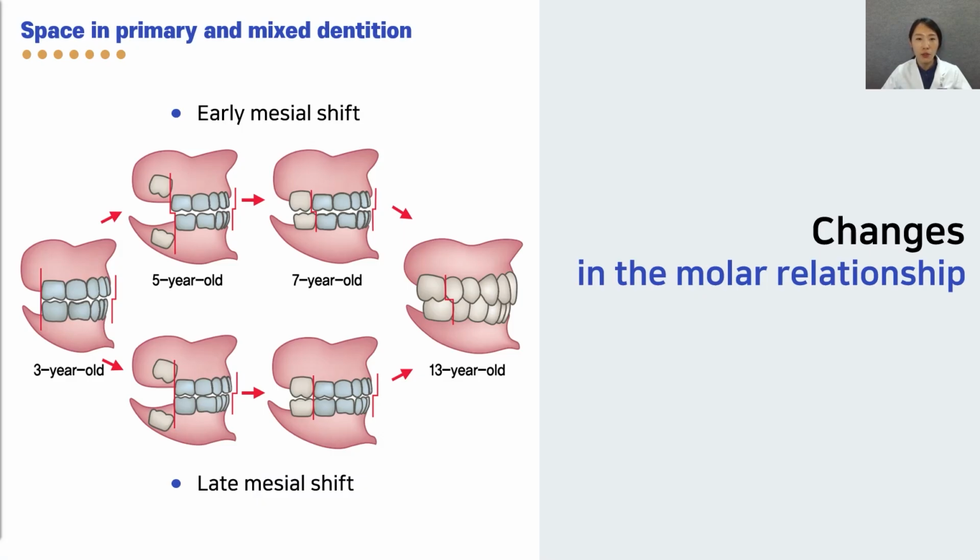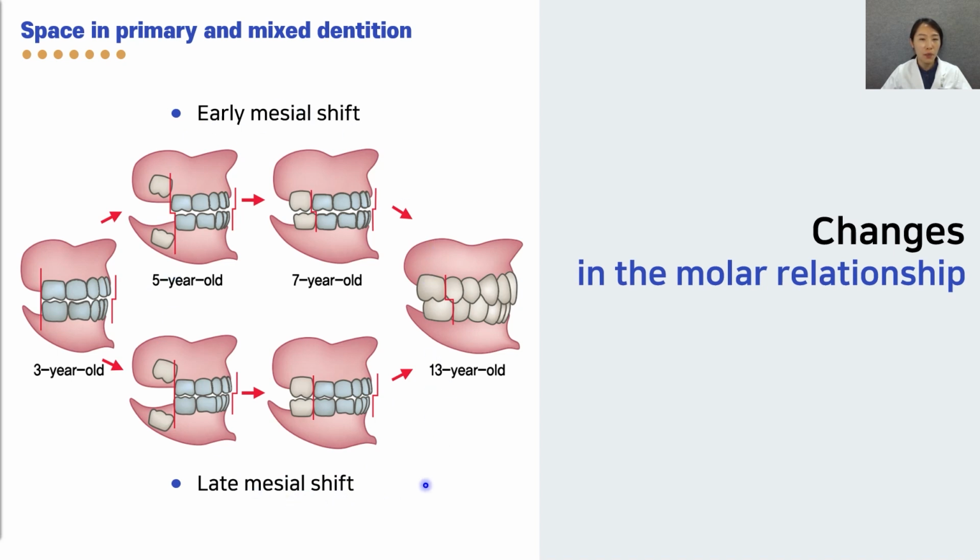Between the eruption of the permanent first molar and the eruption of the permanent canine and premolars, the molar relationship can be changed using spaces in primary dentition. In case of a flush terminal plane in primary dentition, the first permanent molar can move mesially and develop a class 1 molar relationship by two types of mesial shift.